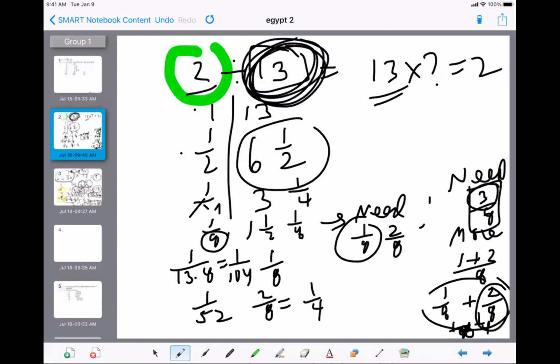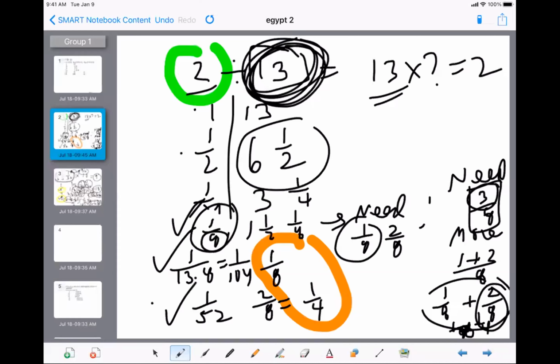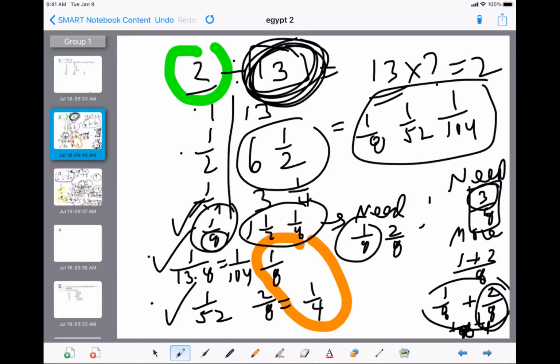And I'm finished with this question now because I got the 3/8 that I needed to put together with the 1/8 that I already had. That was 1 and 5/8 already accomplished here. And these two things got me the 3/8 that were needed. So the answer to this question is 1/8, 1/52, and 1/104. And that is the exact thing that we see in the 2/n table.